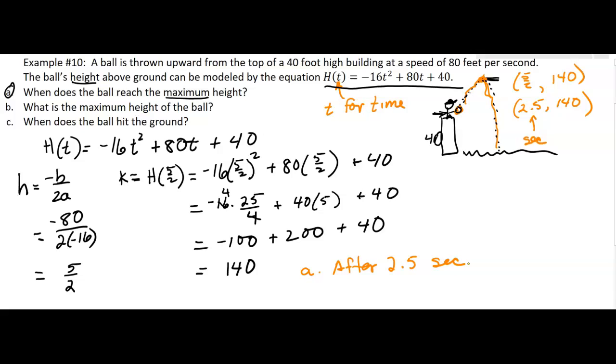That's when it's going to reach the maximum height. B, what is the maximum height? Well, we already figured that out. It's 140. 140 feet is the highest it's going to be off the ground, and then it's going to start coming back down. Okay, and then we have a question C.